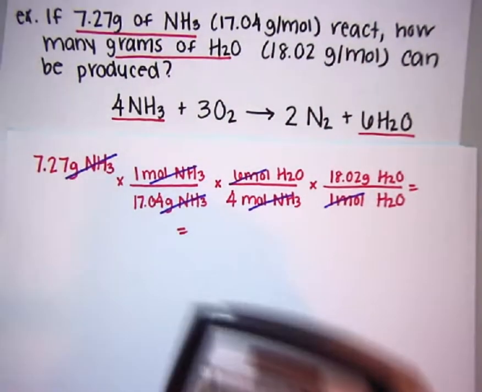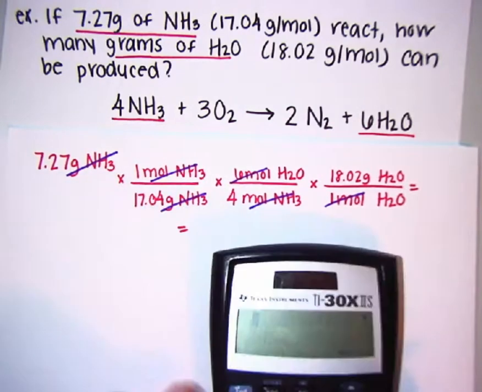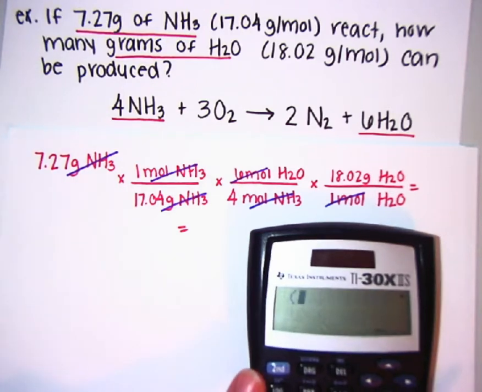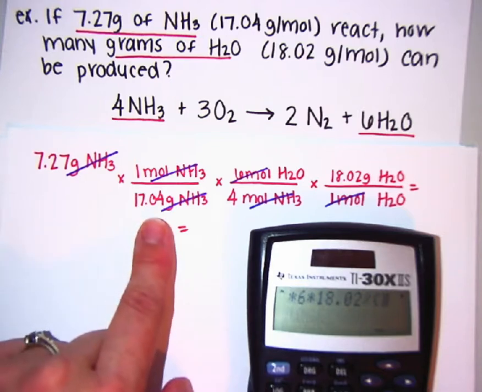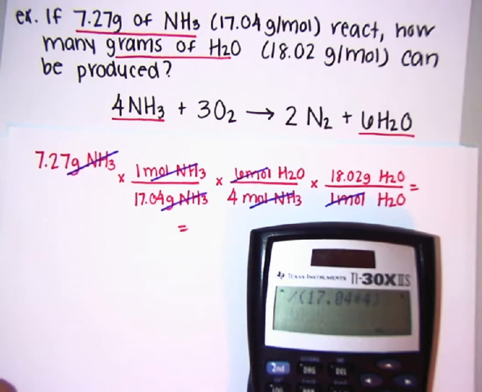All right, let's put this in the calculator and see what we get. So we want to multiply everything across the top. I'm going to do this in one big calculation, so I'm going to use parentheses. 7.27 times 1 times 6 times 18.02 divided by what's on the bottom. 17.04 times 4 times 1, and my parenthesis, I get 11.532.